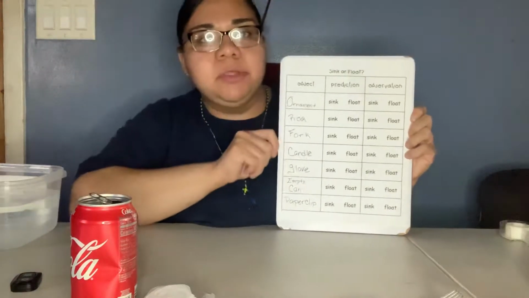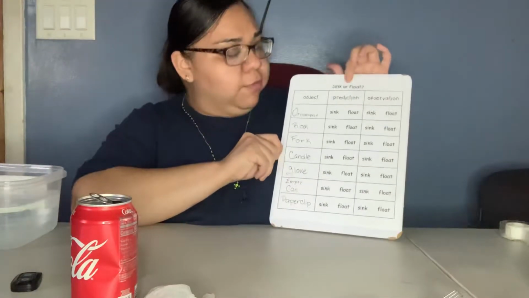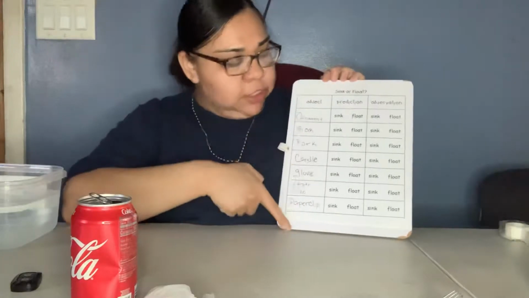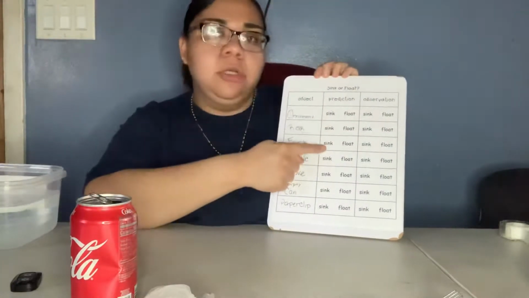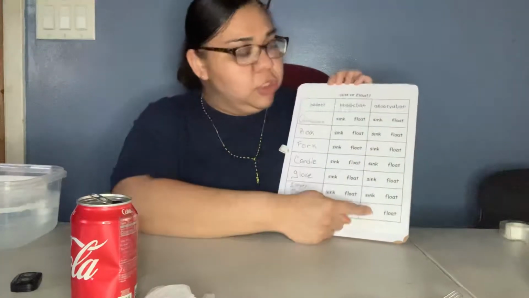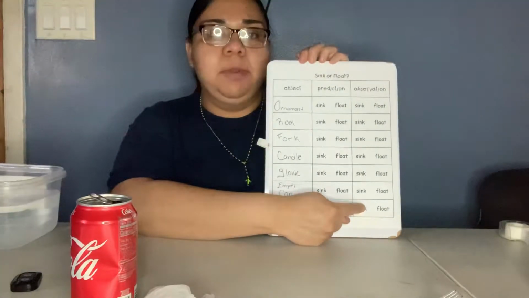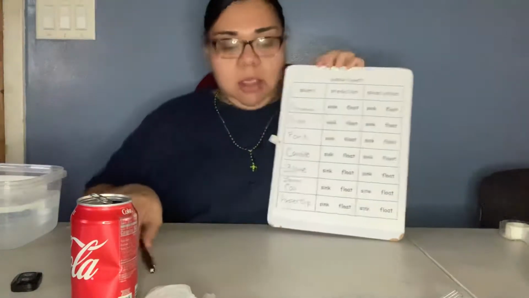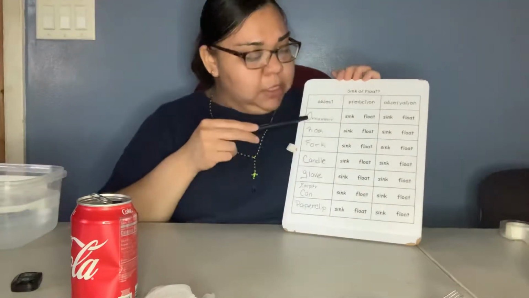Hi guys, today we're going to be doing a worksheet of sink or float. We have our objects here. Our prediction goes here to see what we think happens. Observation is what actually does happen, what we see happens. Alright, so let's start with ornament.